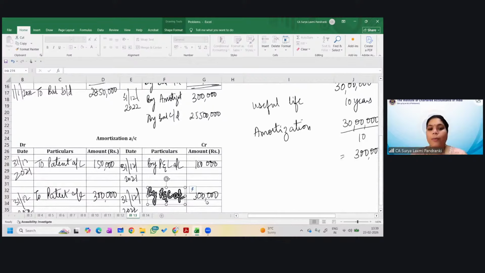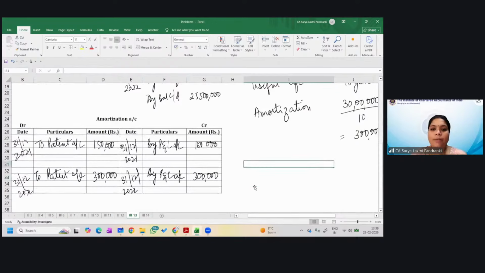And it will still be transferred to the P&L account only. Amortization or depreciation, anything has to be transferred to the P&L account. Okay.